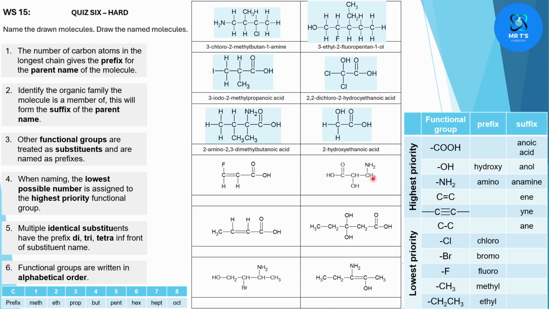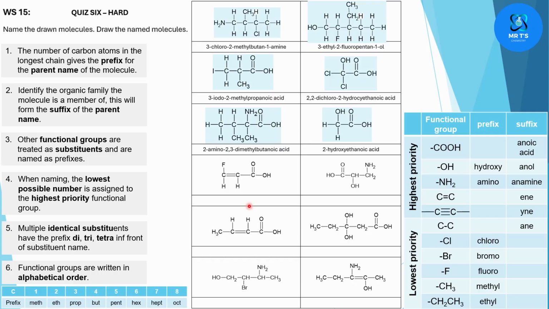Okay, next molecule. Oh, sorry, I've already put this up. 2-hydroxyethanoic acid. So it's an ethanoic acid molecule with a hydroxy group coming off the second carbon. So how do we name these last 6 molecules? Well, the first one, we have 1, 2, 3 carbons in a row with a carboxylic acid on the end.